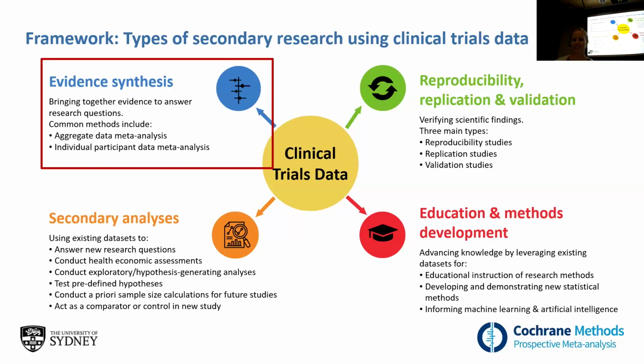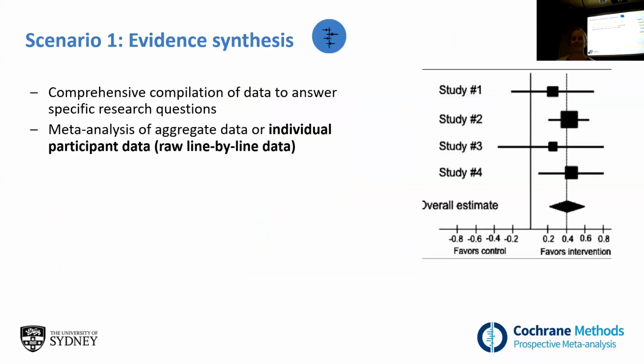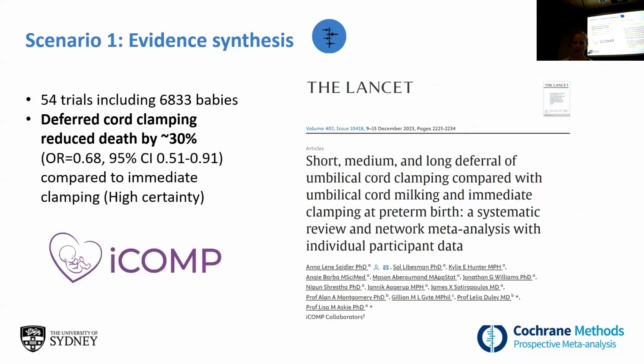So just briefly, evidence synthesis, that's bringing together data, so comprehensive compilation of data to answer specific research questions. So a meta-analysis of summary aggregate data or individual participant data. And an example of this is the iCOMP study, which brought together 54 trials of almost 7,000 babies to address the question of the optimal management of the cord in preterm birth, and found that it reduced death by about 30% with high certainty evidence. So that's an example of how the IPD meta-analysis can be really impactful. This informed guidelines and practice.